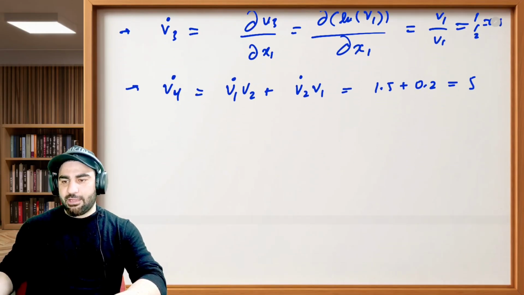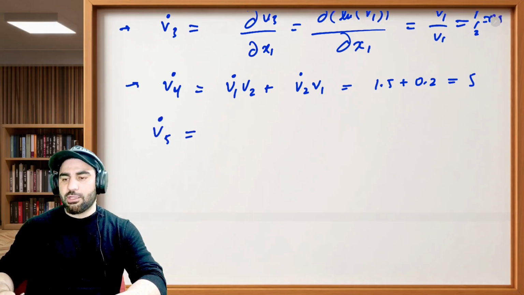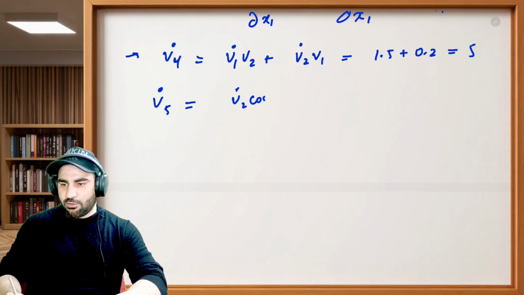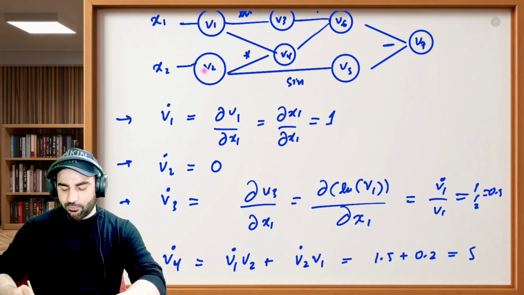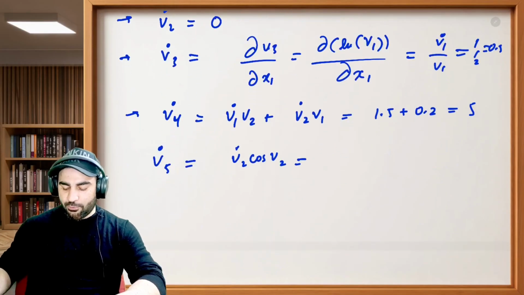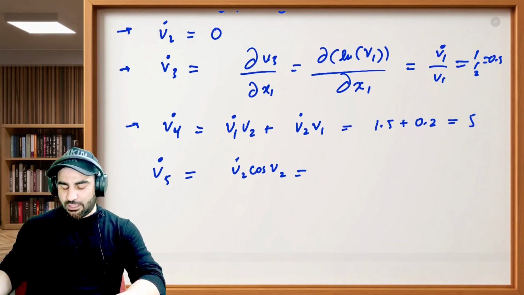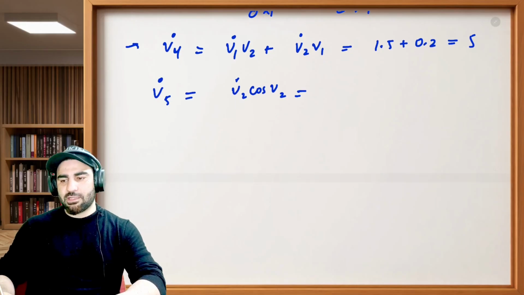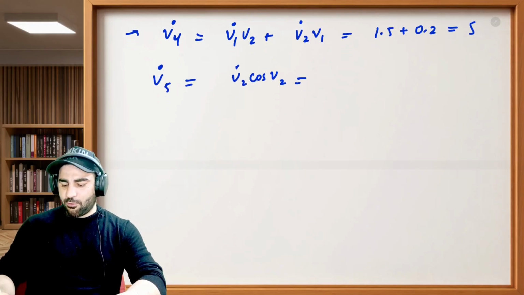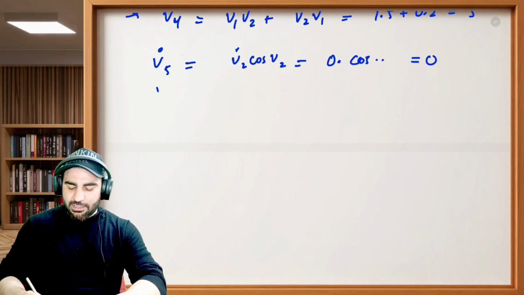So v4 dot is equal to 5, and then similarly, if you have to compute v5 dot, with this v5 you will say v2 dot cos of v2. Again, use the same thing. How did we come up with v5? v5 was sine of v2. So you take the derivative of sine, that is cos of v2, and then multiply it with the derivative of v2 with respect to x1. So you're left with this, and you substitute the values. After substituting the values, the answer is 0 multiplied by cos of whatever, which is equal to 0. Similarly for v6 and v7.